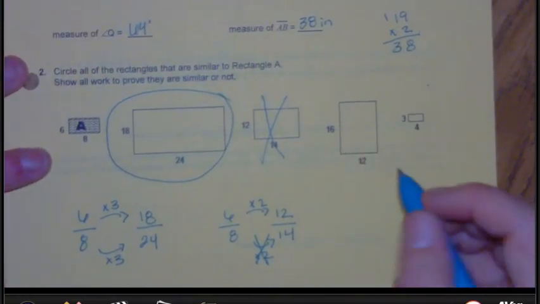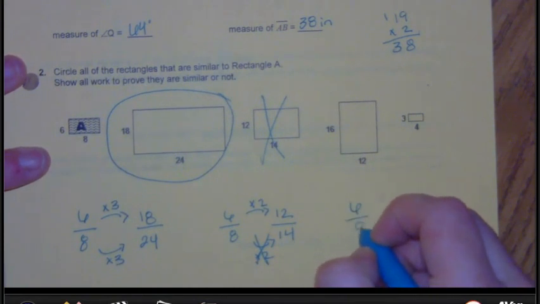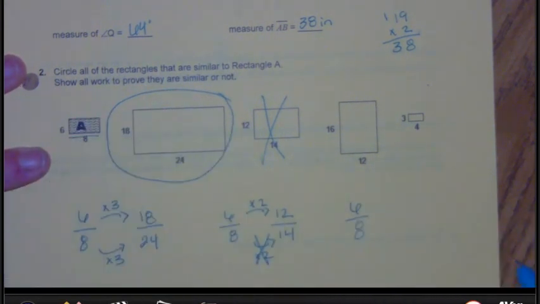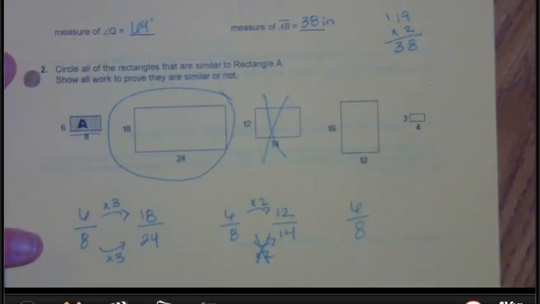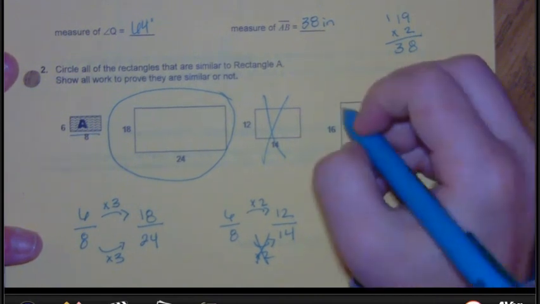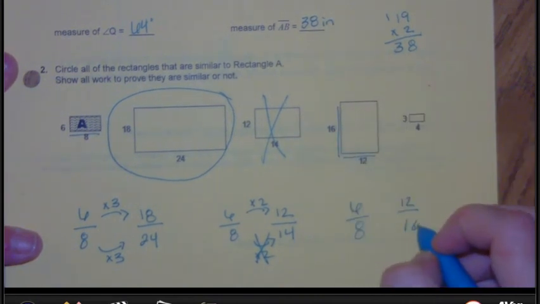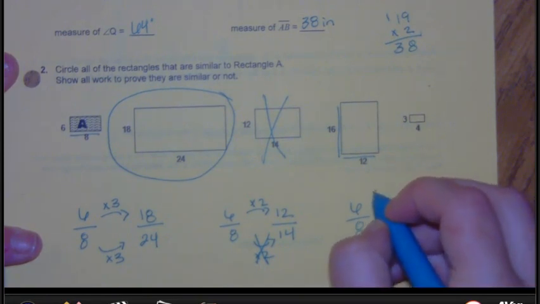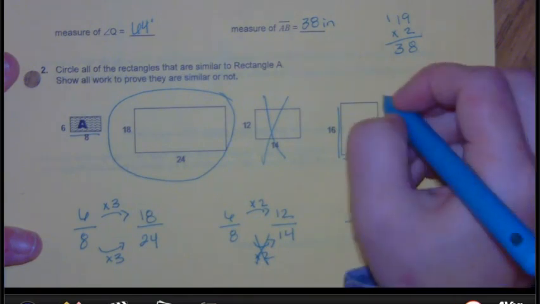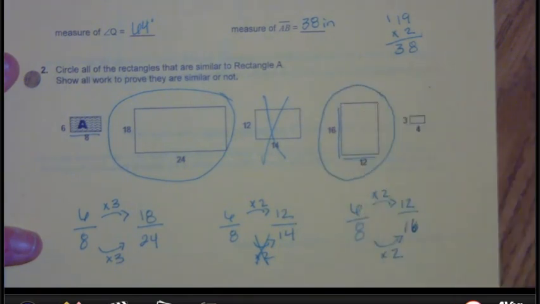All right, let's try this rectangle. I'm going to have 6 over 8. Now realize that 6 is my short side and 8 is my long side. This rectangle has been turned on its side, and I see that 12 is my short side, so that's on top, and 16 is my long side, and that is on bottom. All right, 6 times 2 is 12. Well, 8 times 2 is 16, and it is.